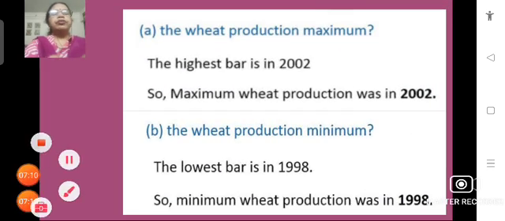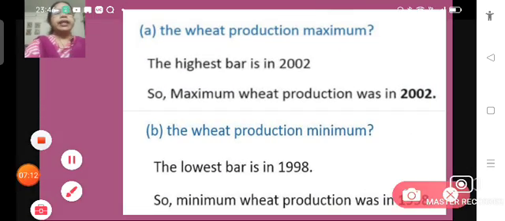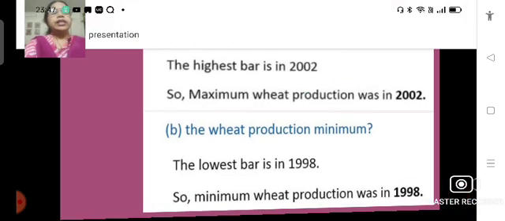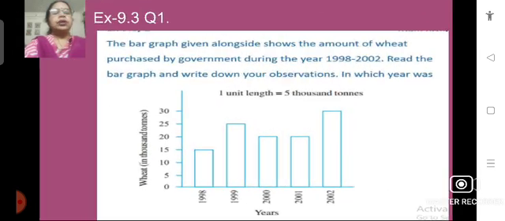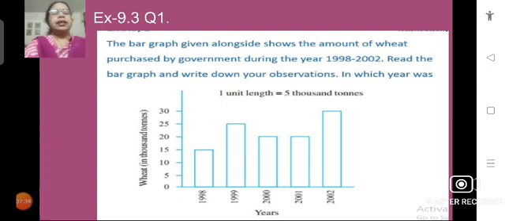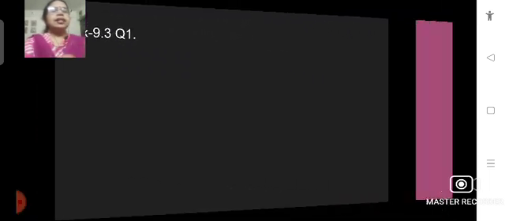Now when was the wheat production maximum? The highest bar was in 2002, isn't it? So the maximum wheat production was in 2002. Question number B, when was the wheat production minimum? We can see the lowest bar was in 1998. So the lowest wheat production was in the year 1998.